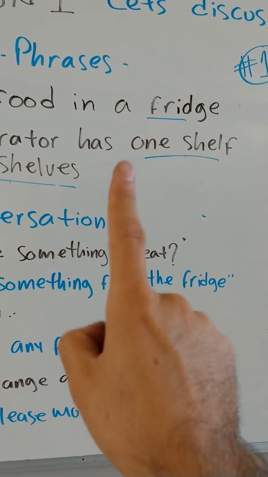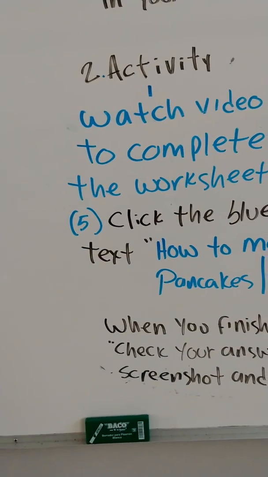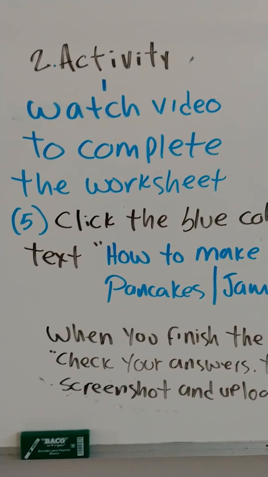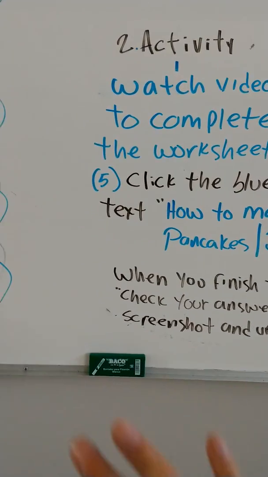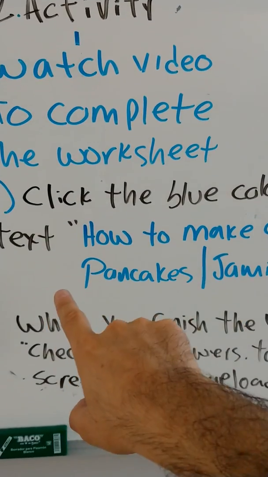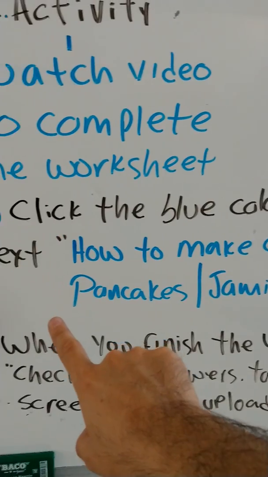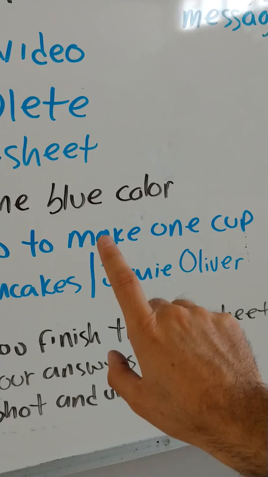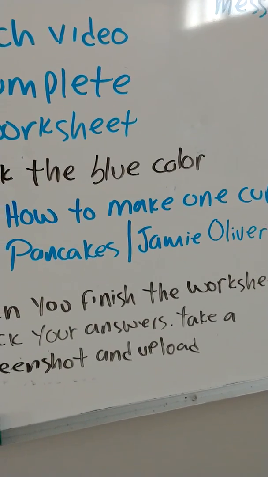Let's go to activity 2. Okay, activity 2. In the activity file, you're going to see instructions on what to do. You are going to read the instructions, and in point number 5, you're going to click on the blue color text that says how to make 1 cup pancakes, Jamie Oliver. When you click here, it's going to take you to a video, and you're going to watch the video.